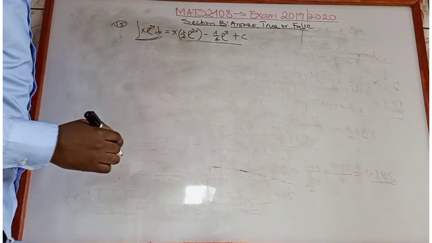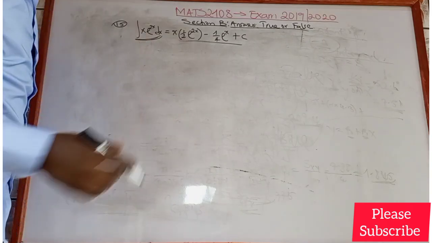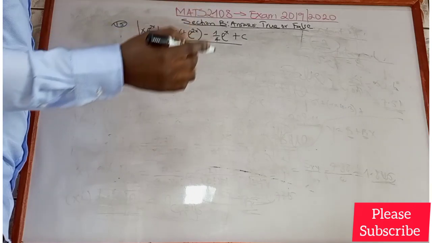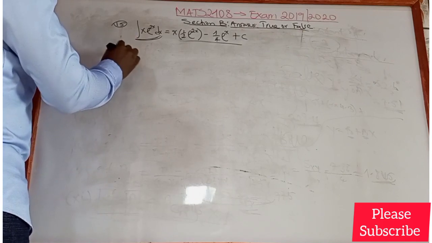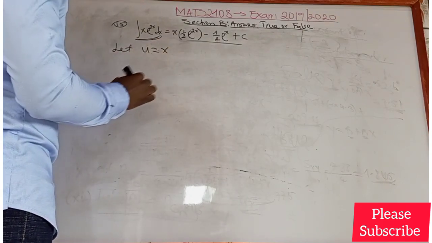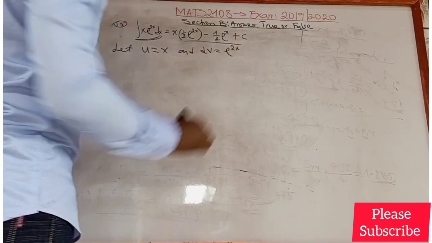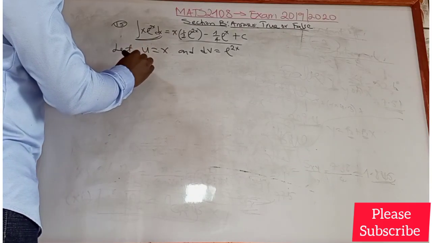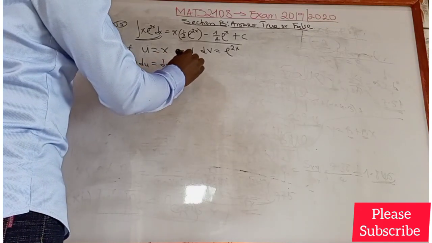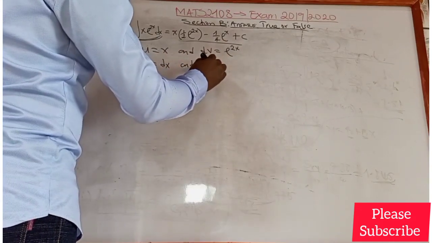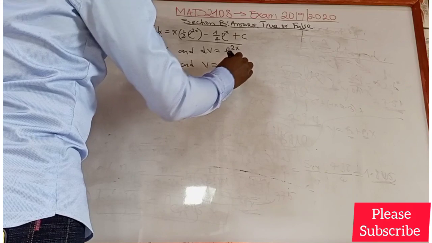So, to integrate this function, we are going to use integration by parts because this is a product of two functions. And as one is increasing by integration, the other is reducing by differentiation. So, I will let my u be equal to x, and I'll let my dv be equal to e to the 2x. You can clearly see that differentiating gives me du equals dx, and integrating both sides gives me v equal to 1/2 e to the 2x.